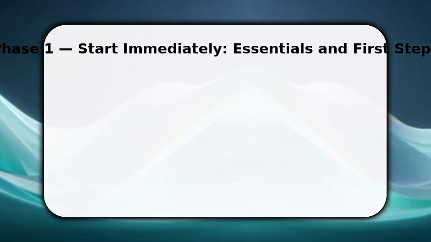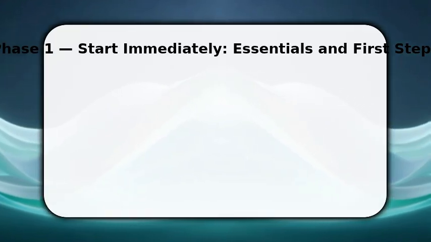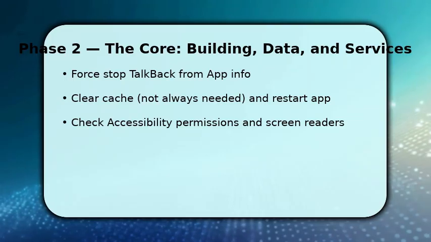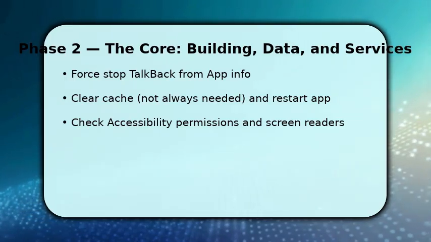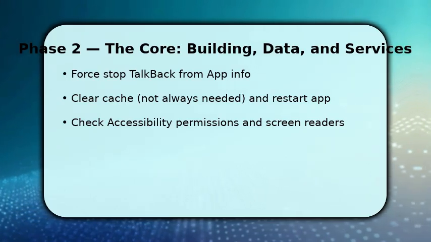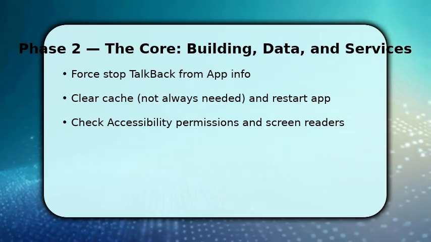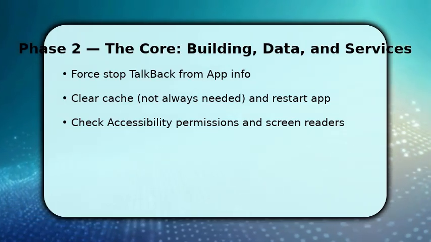Once Talkback toggles don't fix it, go to Settings, right arrow Apps, right arrow Show System Apps, right arrow Talkback. You should force stop the app to kill any stalled process, then clear cache to remove corrupted temporary files. Avoid clearing data unless necessary. After that, reopen Accessibility and re-enable Talkback.